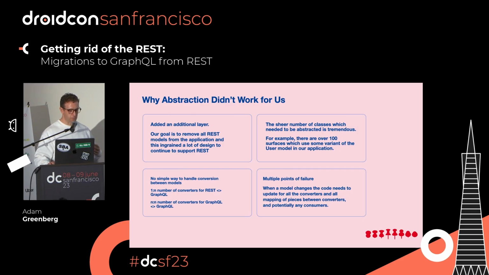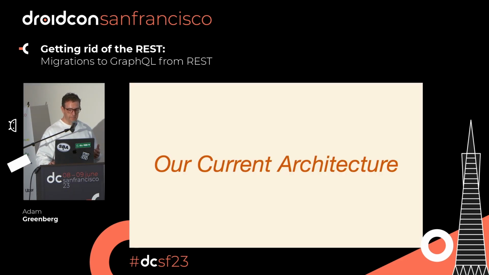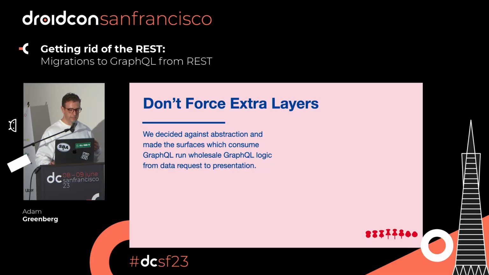And again, there's no way to handle this conversion cleanly because you need 100 converters for each of them, and then an end-to-end for every single piece with GraphQL, and then it's introduced multiple points of failure, right? So people are iterating on surfaces, you have to maintain 2 pieces now, and now it just is not basically functional. So our current architecture became this piece where we just decided against this abstraction and thought, what can we do to make this so it communicates well?